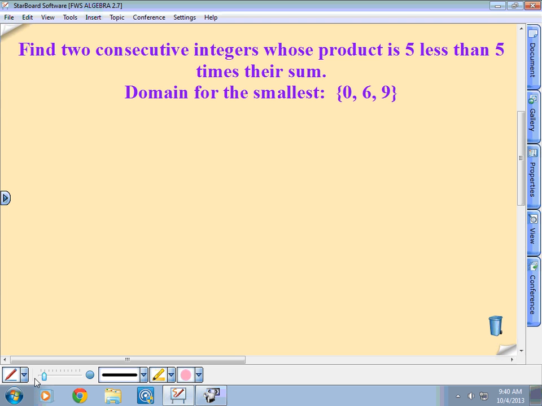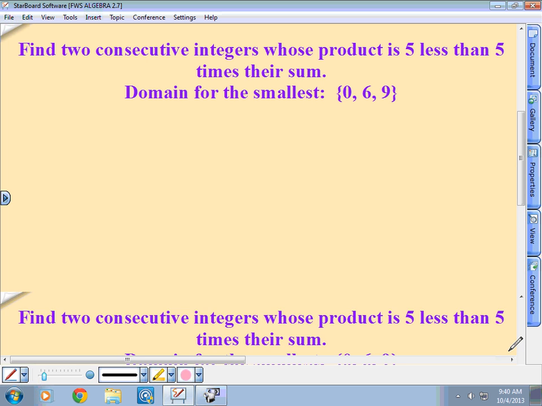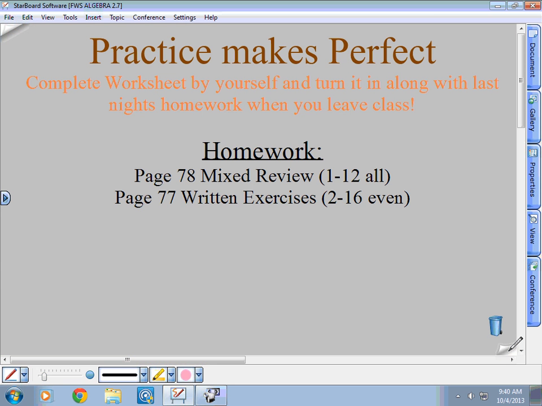Well, hopefully we have time to get to it, but if not, it will be. I think we only have like a minute left. Okay. So I need to write down my homework before. Page 78, mixed review 1 through 12.